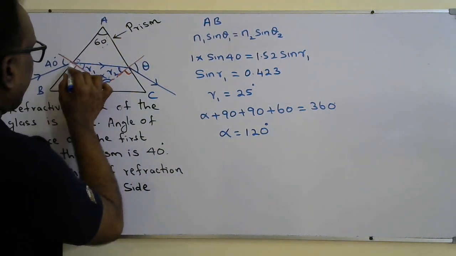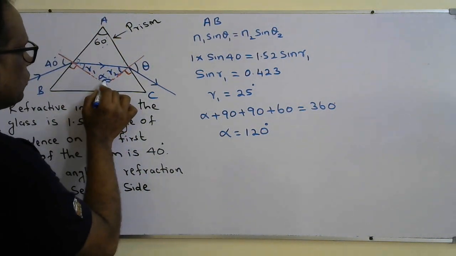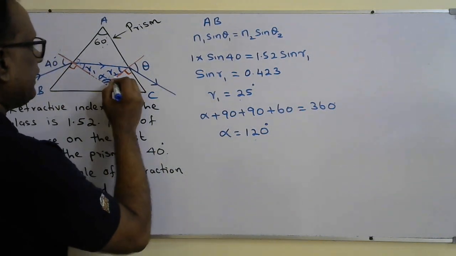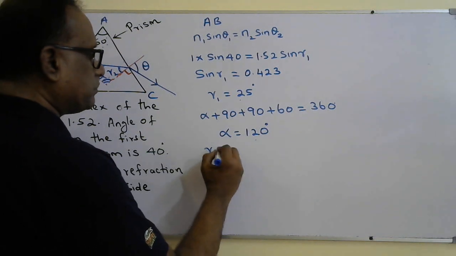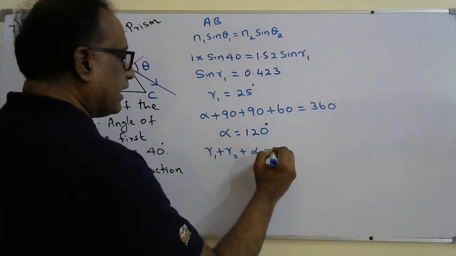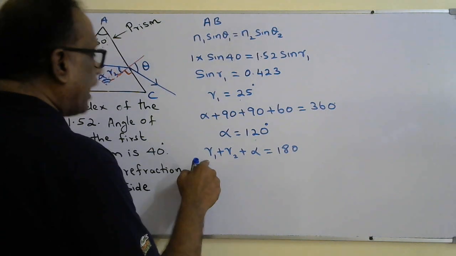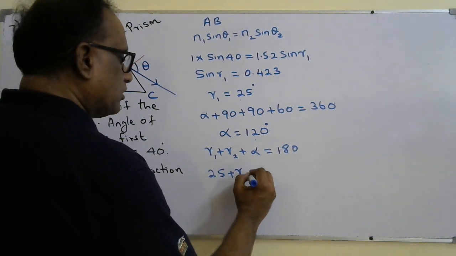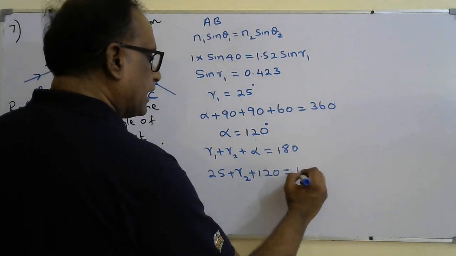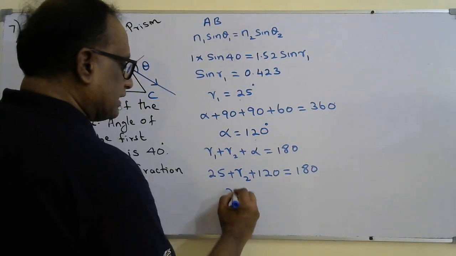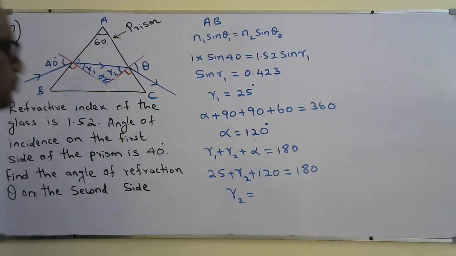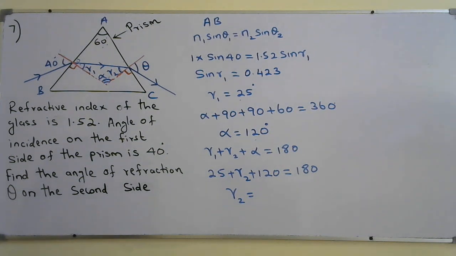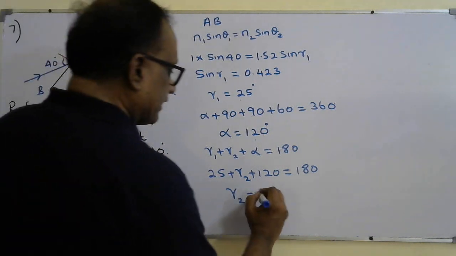Okay, so in this triangle, we know this is 120. This R1 we found is 25 degrees. We need to find R2. So R1 plus R2 plus alpha equals 180. R1 is 25, plus R2, plus 120 equals 180. R2 is the angle with the normal at the second face. So R2 will be 35 degrees.